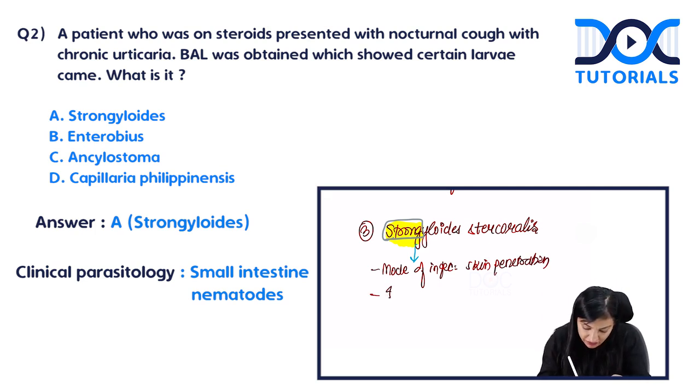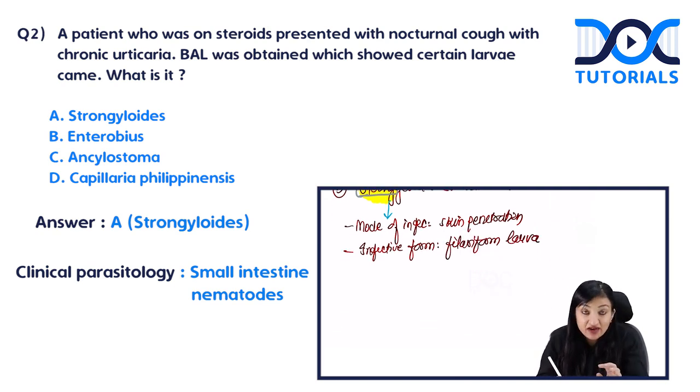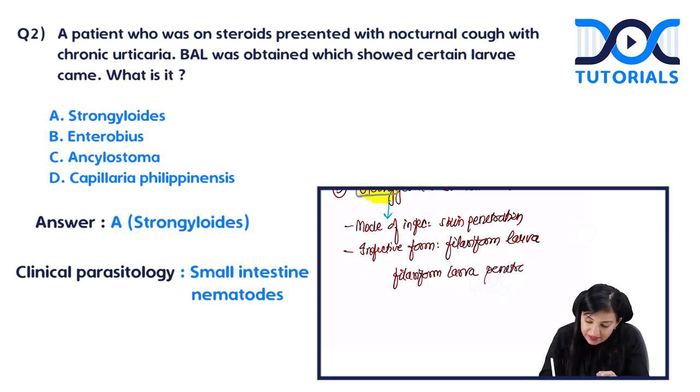Then the infective form: remember, a while back what did I tell? Who is going to penetrate the skin? Is it the egg or is it the larva? Of course not the egg, because the egg is supposed to be ingested or eaten. So the infective form over here is again the filariform larva. Now guys, what will happen when the filariform larva penetrates the skin of an individual?